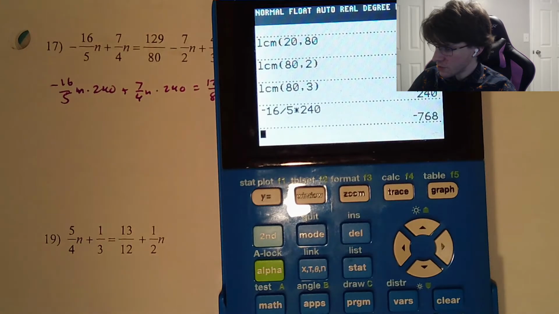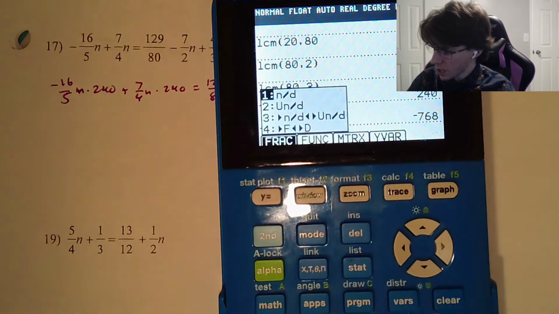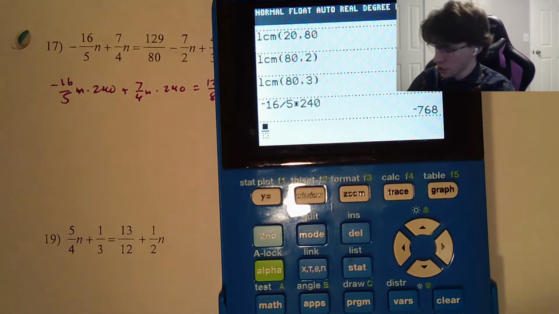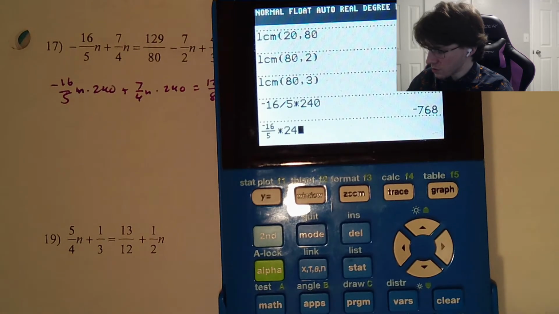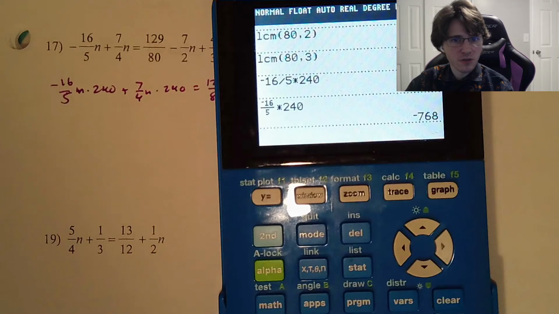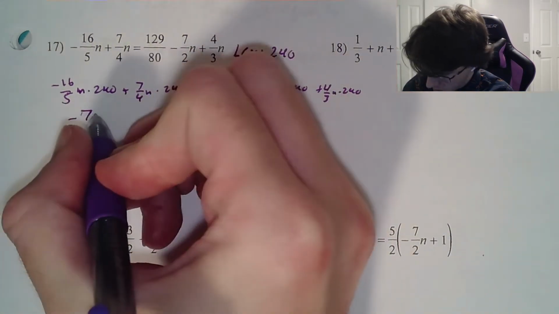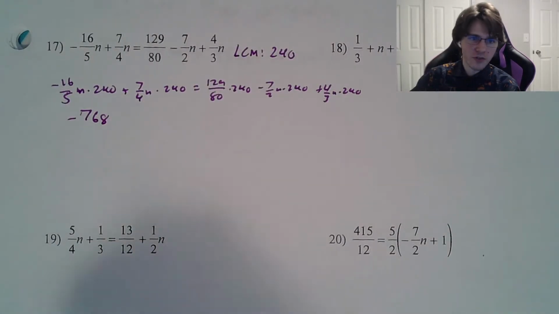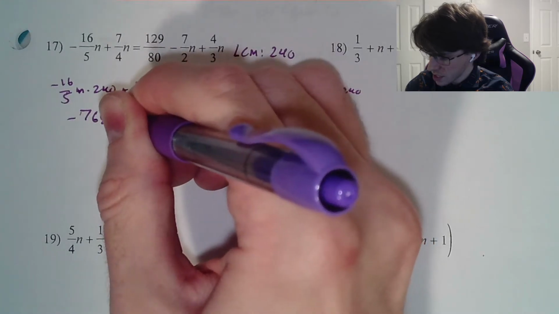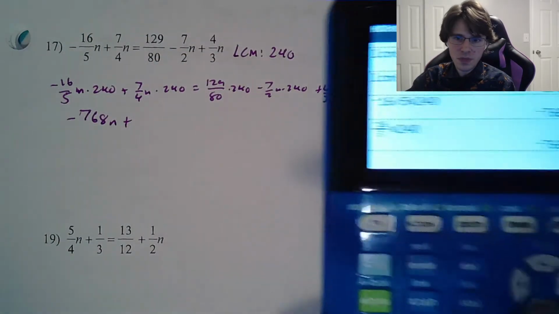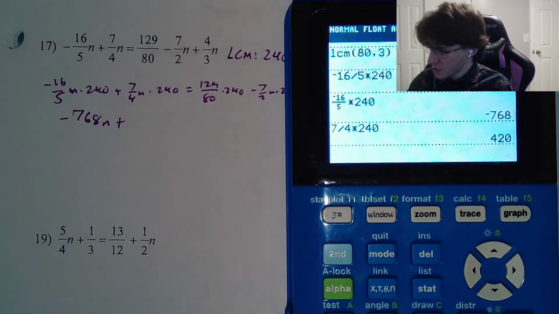We are going to do the negative 16 divided by 5 times 240. By the way, that will give you some big number, negative 768. You could have also used alpha y equals enter to get that fraction going, negative 16 over 5 multiplied by 240. Boom, you get negative 768. So use the fraction button or not, doesn't matter. Either way, you get negative 768. We're going to do this for every single one of these questions. Don't forget the n, by the way. It's negative 768n plus. And now we're going to do 7 divided by 4 times that 240. We get 420n.